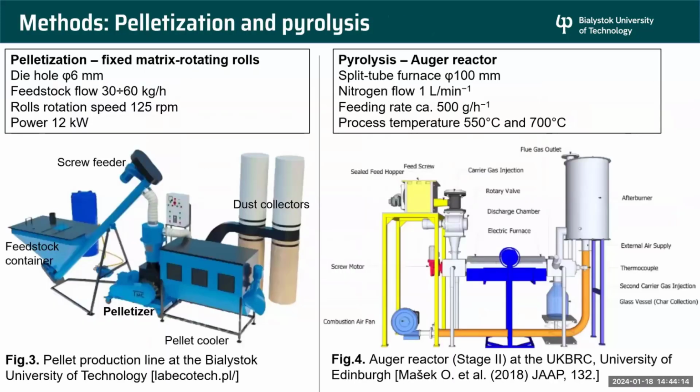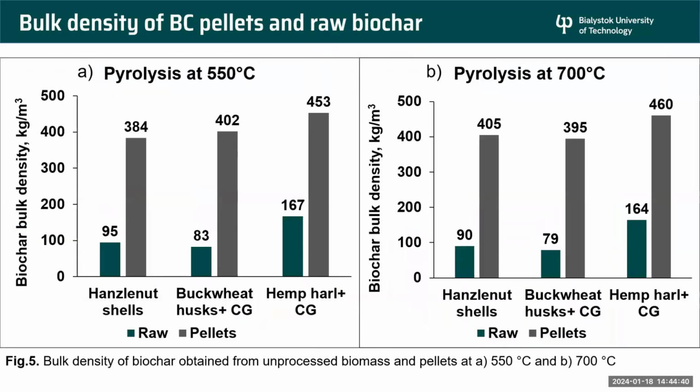So pelletization took place in a fixed matrix rotating roll pelletizer, which is a part of a pellet production line at the Bialystok University of Technology. Pyrolysis, together with Christian, we performed at the UK Biochar Research Centre at the University of Edinburgh. We ran the pyrolysis process at 2 different temperatures of 550 and 700 degrees.